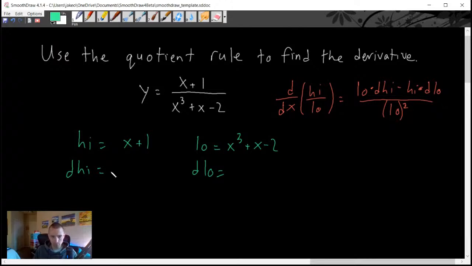But then for this, we will take the derivative. The d high is just the derivative of high. So the derivative of x plus 1. The derivative of x is just 1. The derivative of a constant plus 1 is 0. So that won't do anything. Then for this, we're going to use power rule. So we bring our 3 down in front, leave our x as x, minus 1 from the power, bringing it down to 2. The derivative of x is just 1. And then the derivative of a constant minus 2 is 0. So that won't do anything.